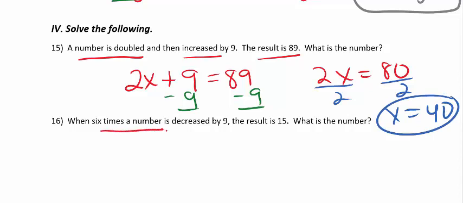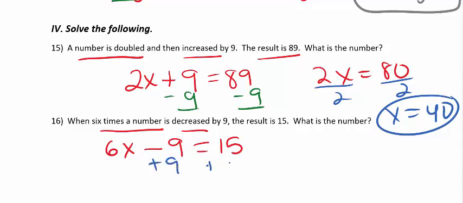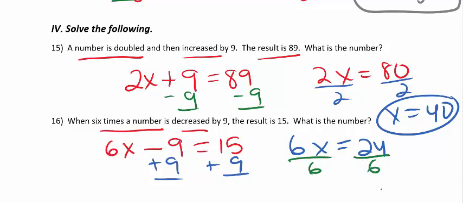When 6 times a number is decreased by 9, so 6 times a number looks like 6x. Decreased means to subtract. We're subtracting 9. The result is 15. That's going to equal 15. We're going to add 9 to both sides, and we're going to get 6x equal to 24. And then we can divide both sides by 6 and get x is equal to 4. So our number is 4.